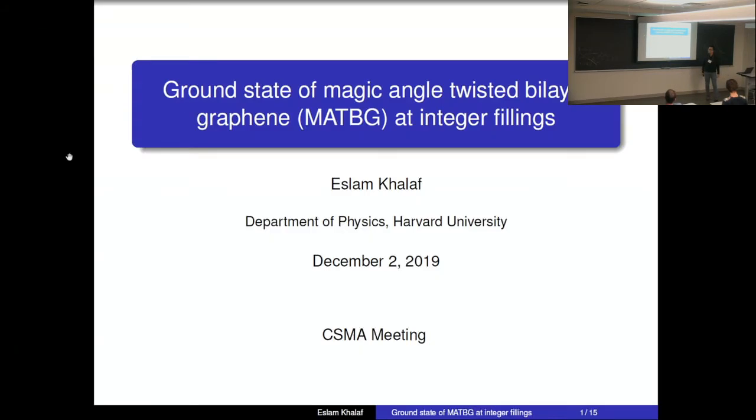Today I'm going to talk about some recent work we have about the nature of the correlated insulator ground state for magic angle twisted bilayer graphene at integer fillings. It's a slightly different topic from all the other talks today, and I'll try to give some introduction to those who are not very familiar with the topic.